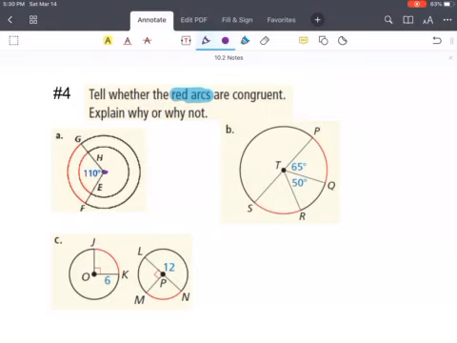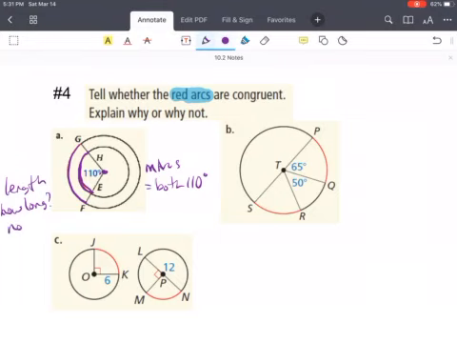Concentric circles where this angle is 110. So this arc is going to be 110 and this arc too. Now, how long they are is different. If you think about going around a track, the inside track is different, but the actual measure of the arcs are equal to each other because they are both 110 degrees. The length, so how long they are, is not congruent.